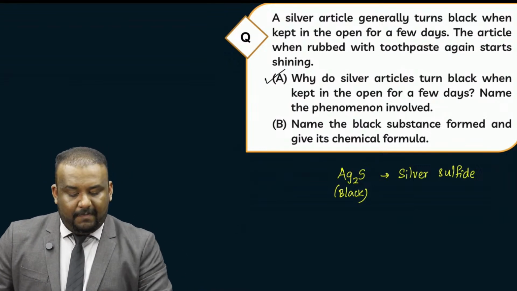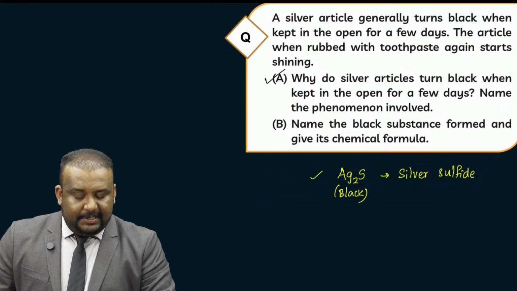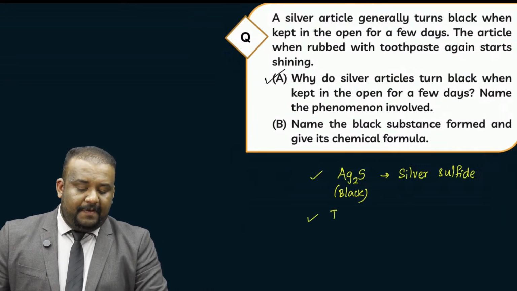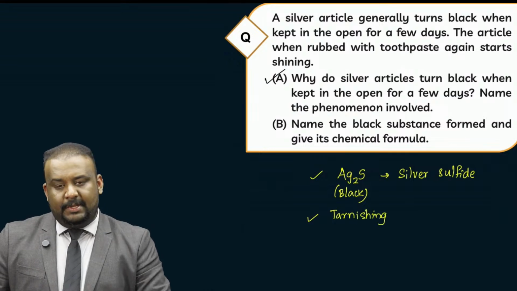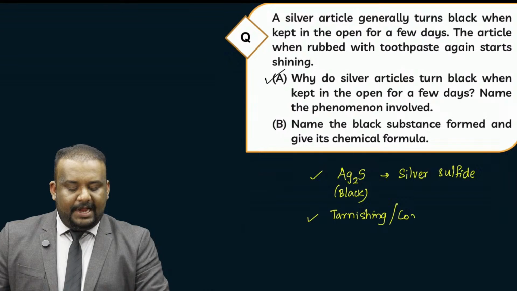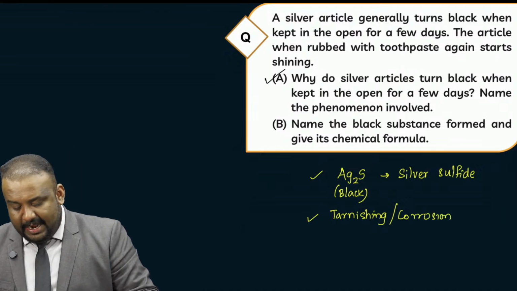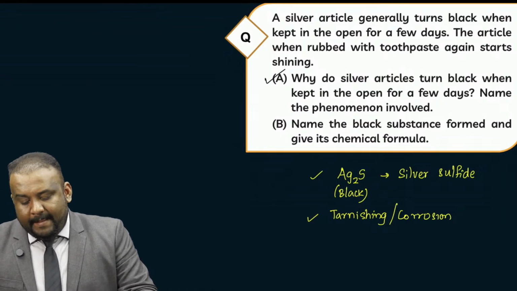Name the phenomenon involved. So here, this is the reason. Formation of Ag2S is the reason why it turns black. The phenomenon is called tarnishing of silver. Tarnishing is a kind of corrosion of silver. So this is the phenomenon that happens during the tarnishing process.